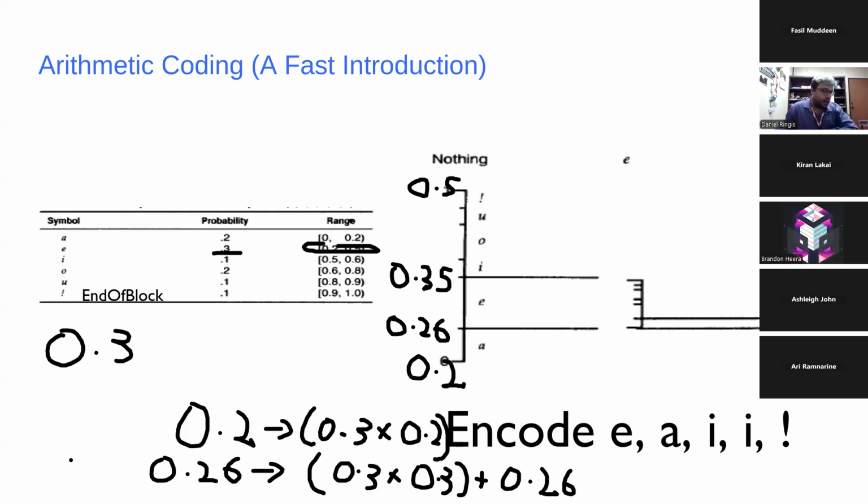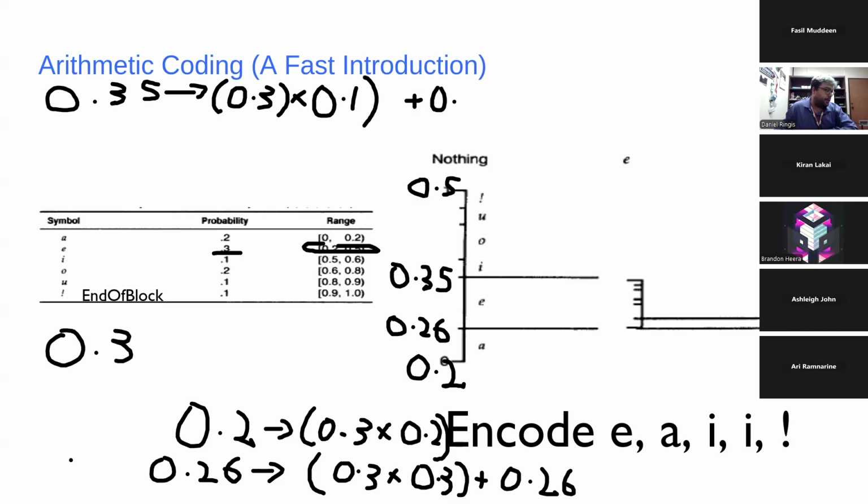After that, our next calculation would be going from 0.35 to 0.3 times 0.1 plus 0.35. So that should be 0.38. And we continue all the way up. So we're going to just finish this off just to get our range. I'm not going to do the rest because they're not relevant for us here.